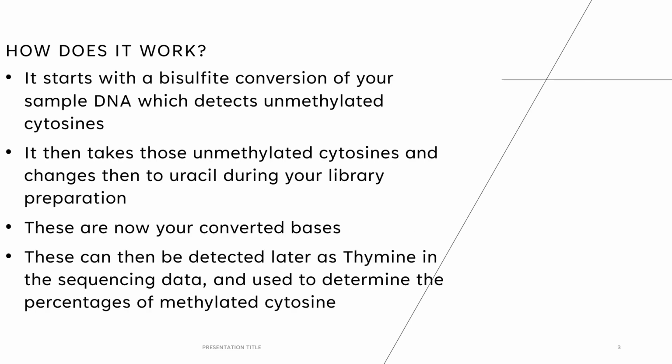How does it actually work, and how does it tie into what we know about next generation sequencing and what we've talked about in class? It starts with taking your sample DNA and running it through a bisulfite conversion, which detects unmethylated cytosines in the DNA. Then it takes those unmethylated cytosines and changes them to a uracil during your library preparation. So these are now your converted bases.